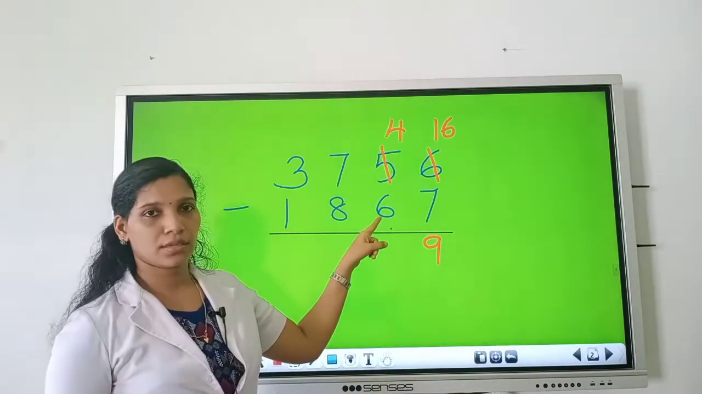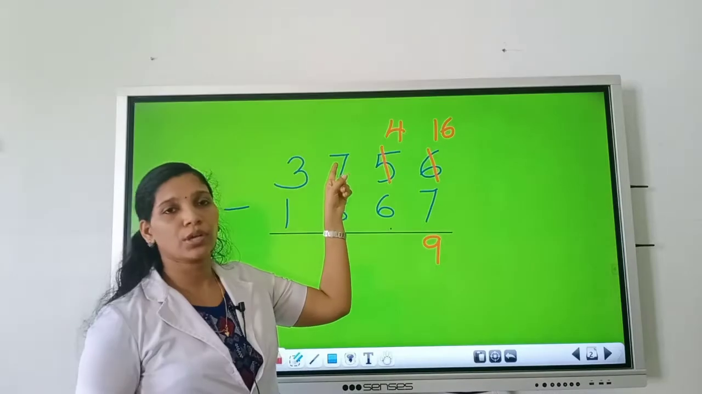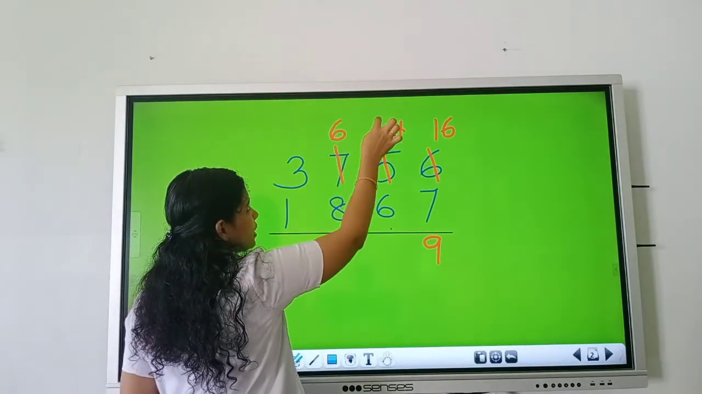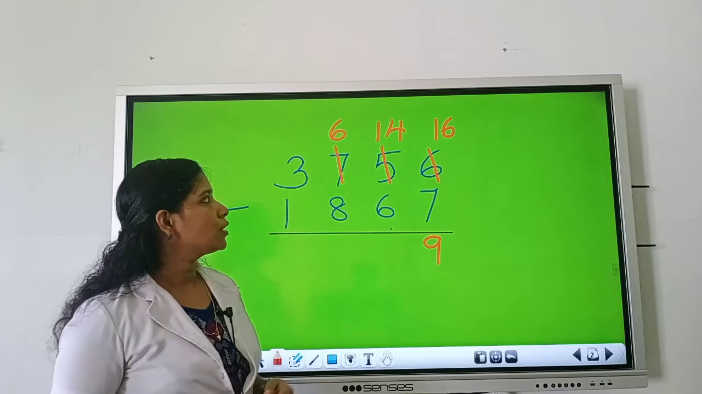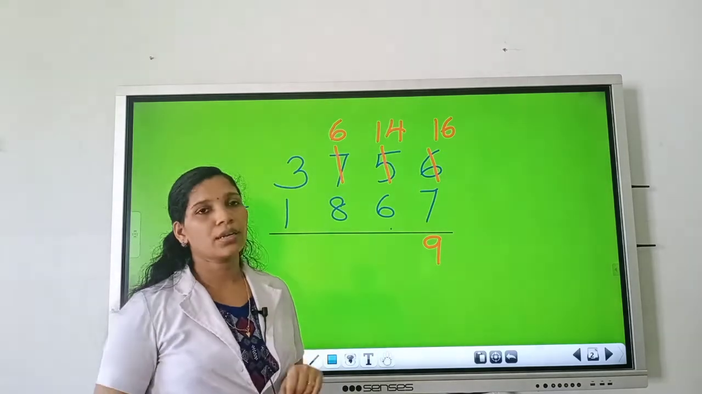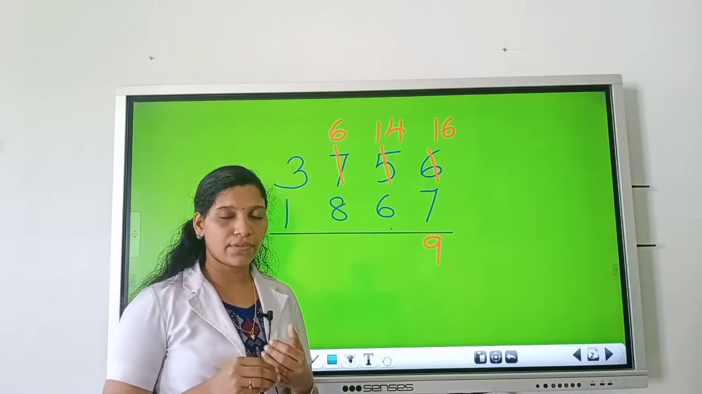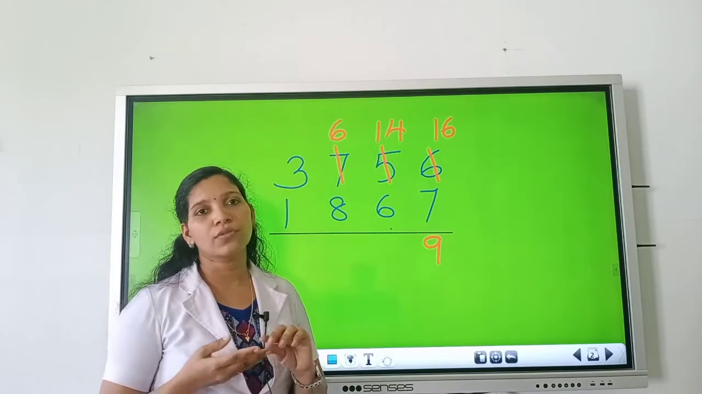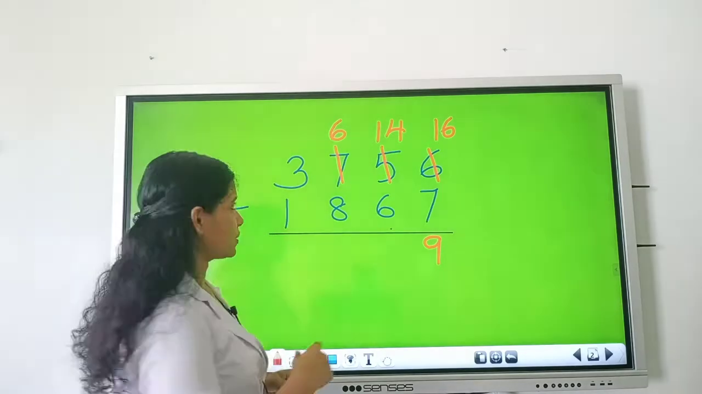4 minus 6. 4 is a smaller number, so we have to again borrow from the neighbor. Now this is 6 and this will become 14. Now 6 to 14, how many numbers we have to add? 7, 8, 9, 10, 11, 12, 13, 14. 8 numbers.